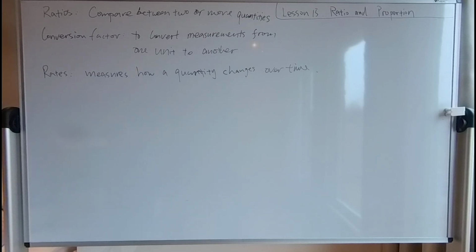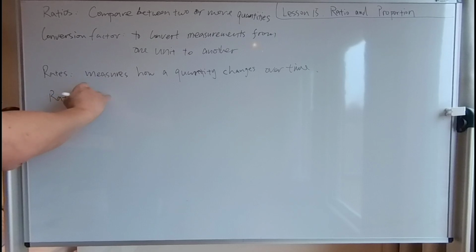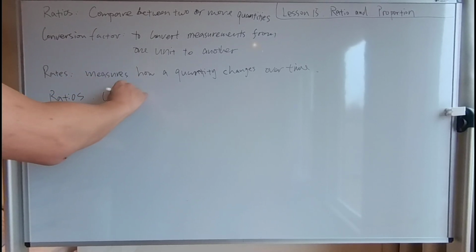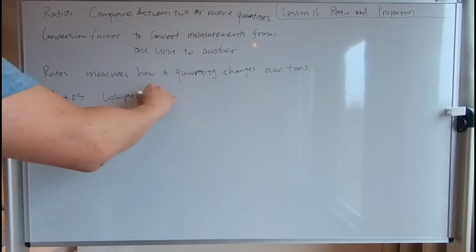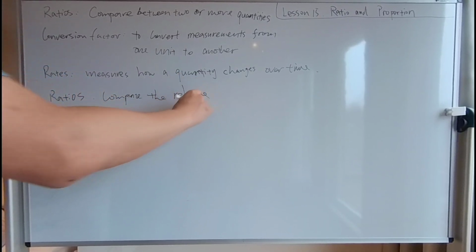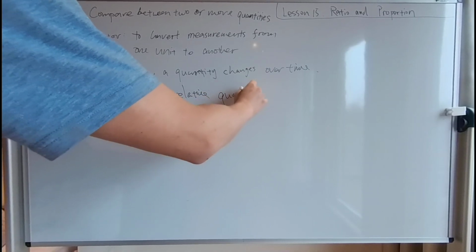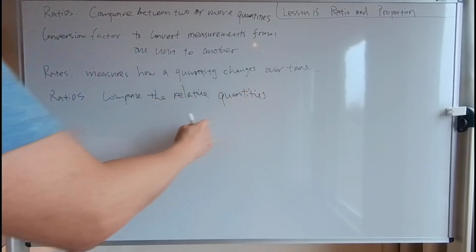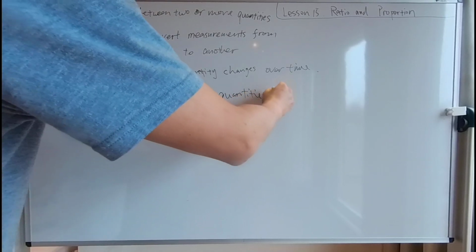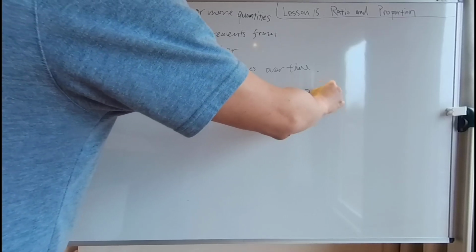So we start from ratios first. Again, ratio compares the relative quantities of 2 groups. Later on, you will see why we say it's relative quantities of 2 groups.